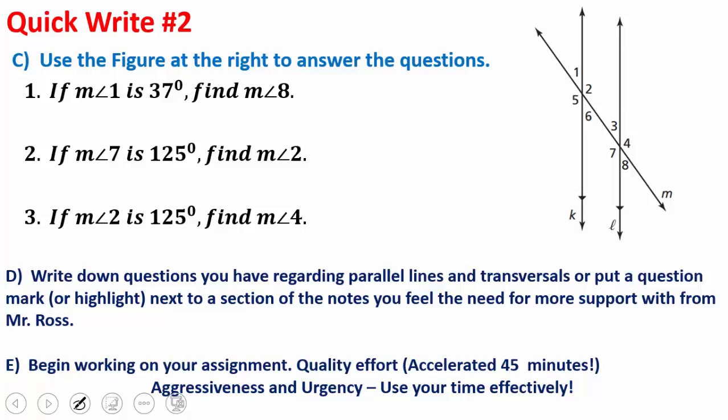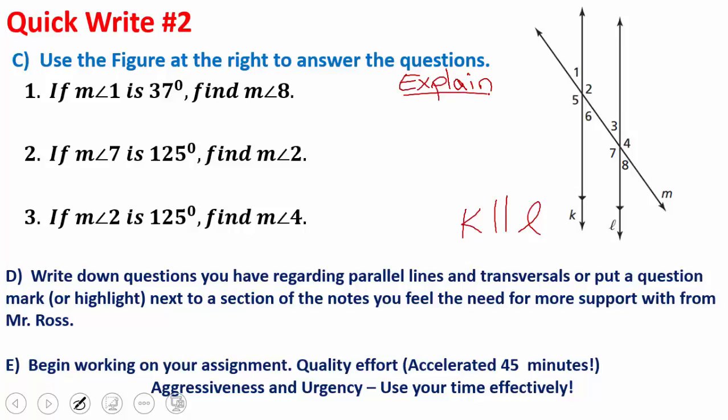Our last quick write. Please draw the picture. You might have to pause. K and L are parallel, cut by transversal M. And then you're going to answer these 3 questions. If angle 1 is 37, then what is the measure of angle 8? And then please explain. I should have written that on there. Explain why that measurement of angle 8 is what it is. Okay? And then find the measure of angle 2. If the measure of angle 1 is 7, find the measure of angle 4 if the measure of angle 2 is 125. And of course, justify by explaining alternate interior, alternate exterior, corresponding, vertical, whatever relationship we have.